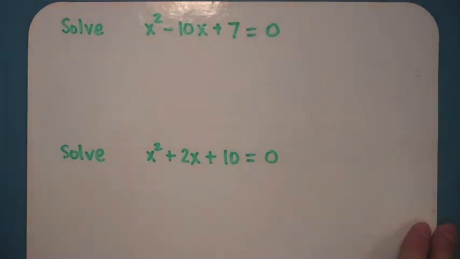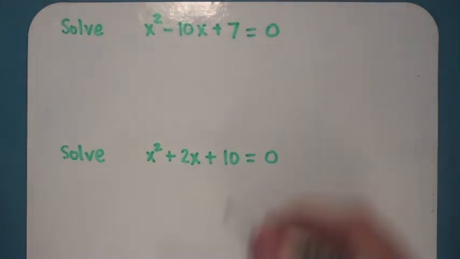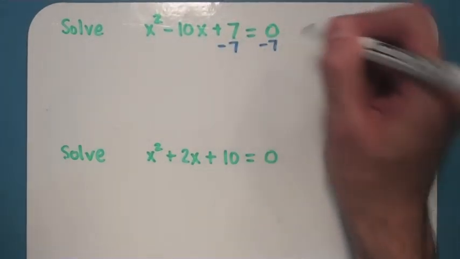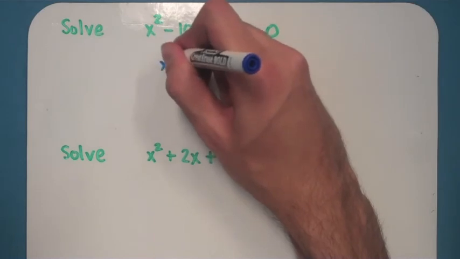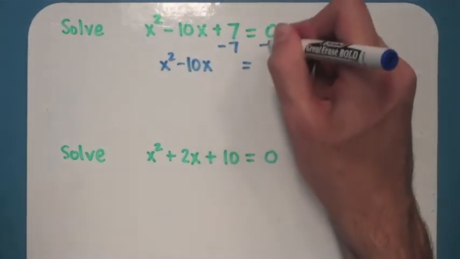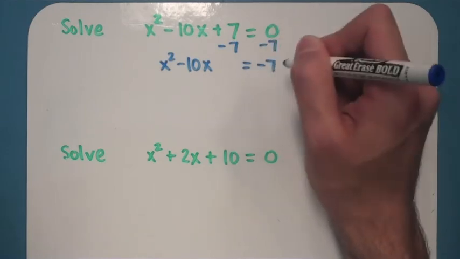So we have another problem here. And for this one, again, it's the same sort of idea. You need to get this number out of here so you can complete the square. Get rid of my c. So I move that over to the other side. I get x squared minus 10x, leaving myself some space, equals, and on the other side I get a negative 7.